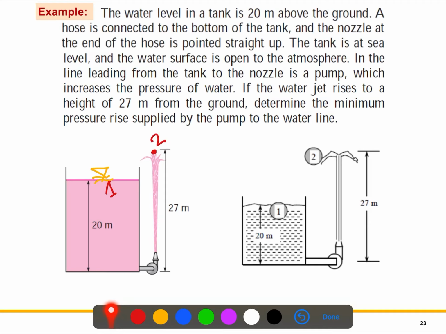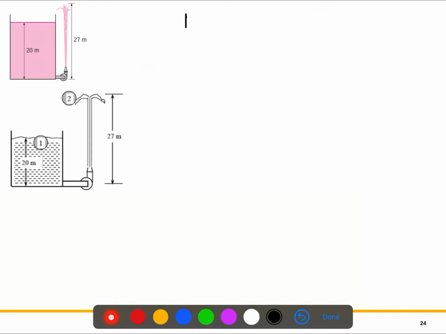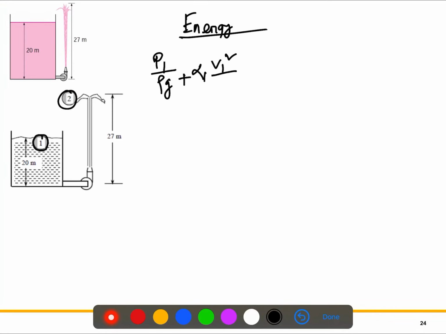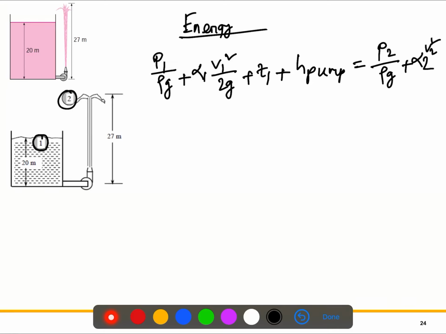So now we know from the energy equation, when we discussed it during the lecture, and when we have 2 points, point 1 and point 2, we can write it as P1 on rho g plus alpha 1 V1 squared on 2g plus Z1 plus the pump head, equal to P2 on rho g plus alpha 2 V2 squared on 2g plus Z2 plus the turbine head plus the head loss. Okay, so we derived these equations during the lecture. In this case, we are solving it for point 1 and point 2.